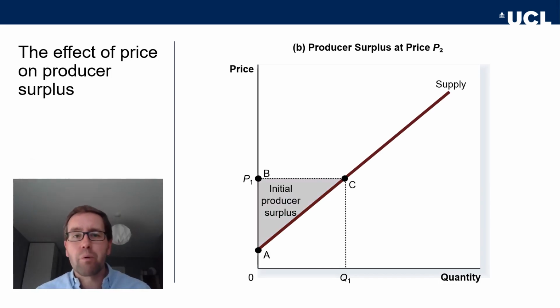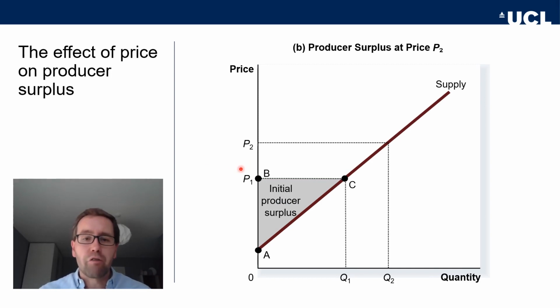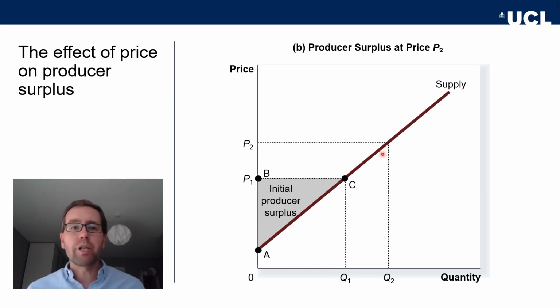So what happens if the price increases? Well, if we go from P1 to P2, an increase in price, more producers are willing to supply at this price. So, for example, there's an increase in demand. More people want to drink espresso, or more students are in the area. Then it suddenly becomes profitable for more potential producers to set up espresso stands.